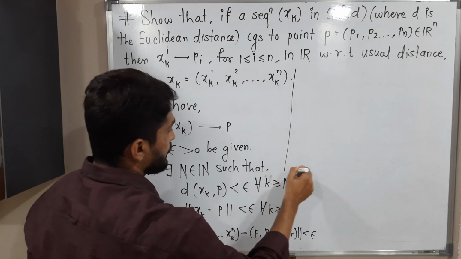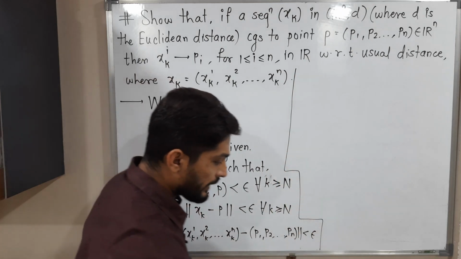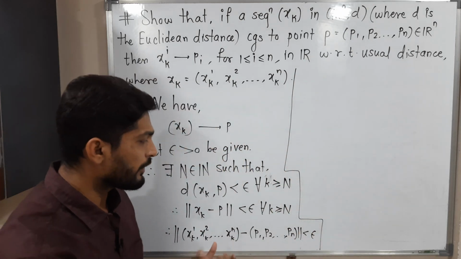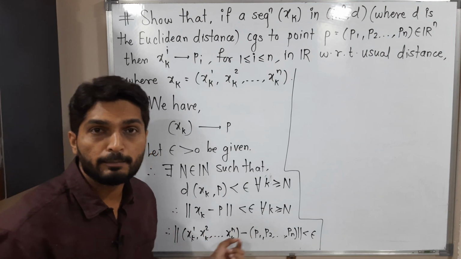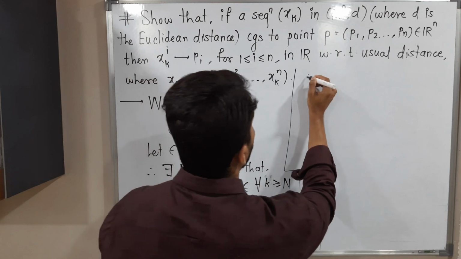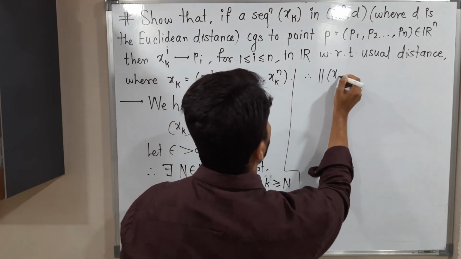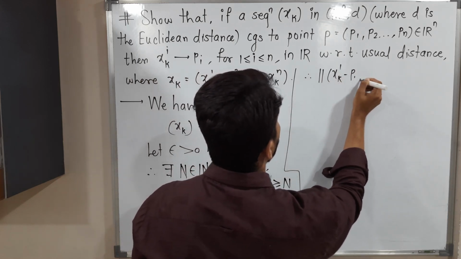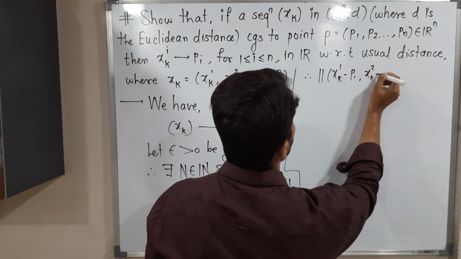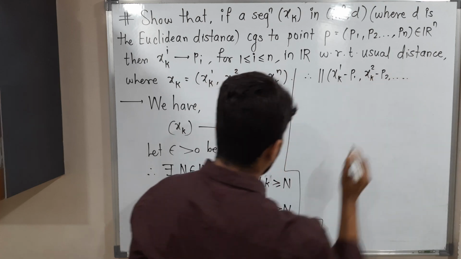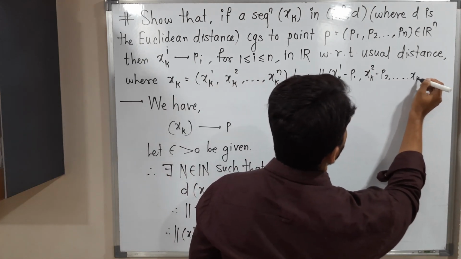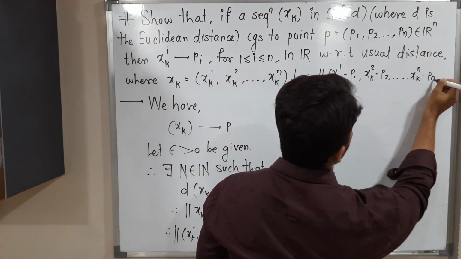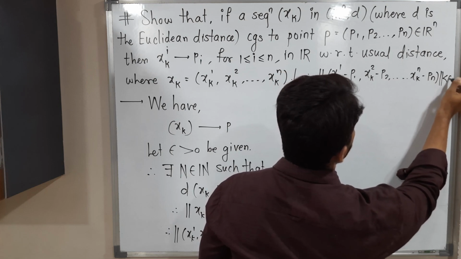So let us continue here. There is a subtraction, and all of you are familiar with how to do the subtraction: first component minus first component, second minus second, in this way. So let me write here the norm of (xk1 minus p1, xk2 minus p2 and so on), the last component minus last component, that means xkn minus pn. This is less than epsilon.